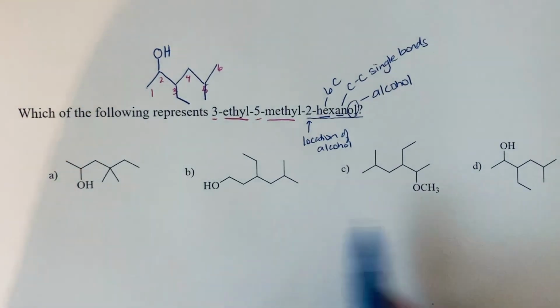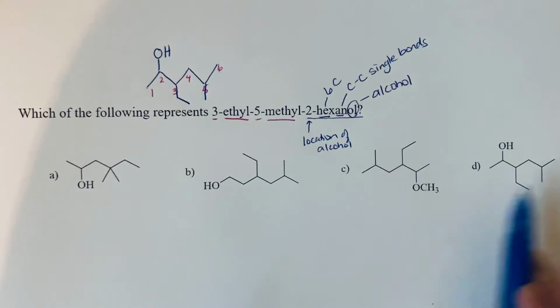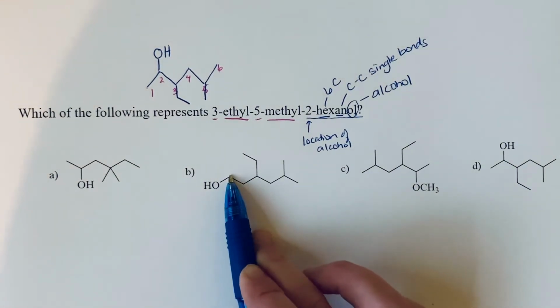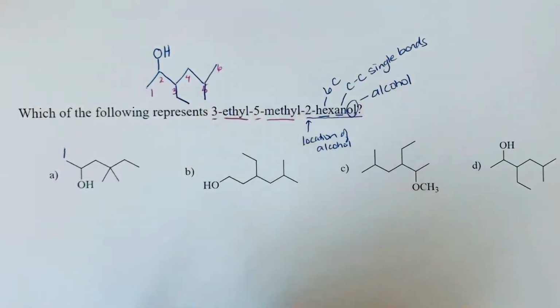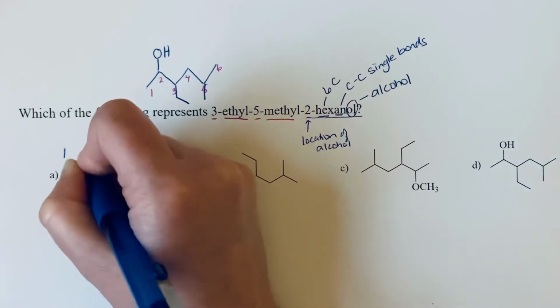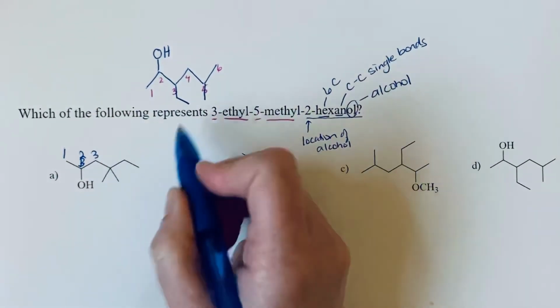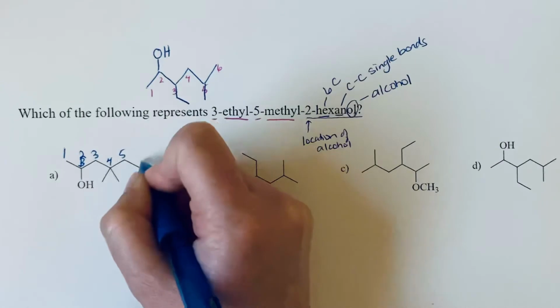So we only have 3 alcohols. In B, that alcohol is clearly the end of the chain, so that would be at carbon number 1. So let's check out A here. So 1, 2, 3, and 3 doesn't have the ethyl group. So this is not the right compound.